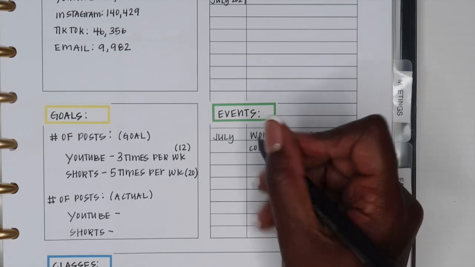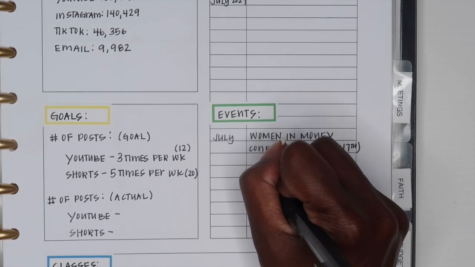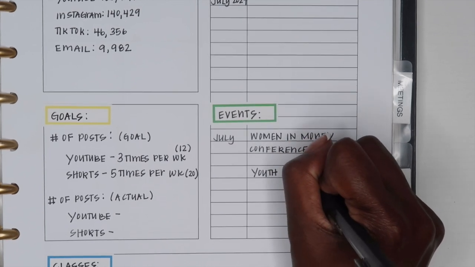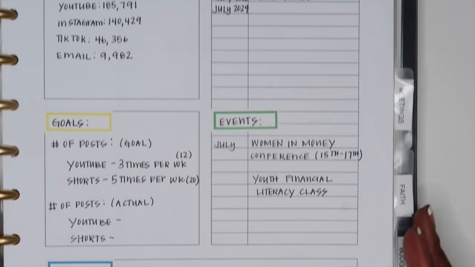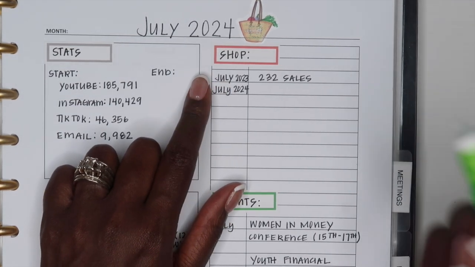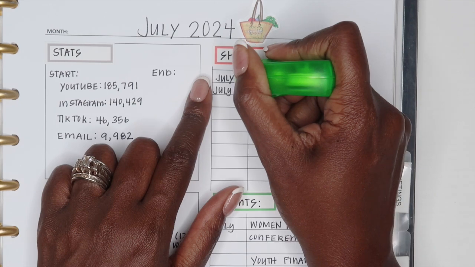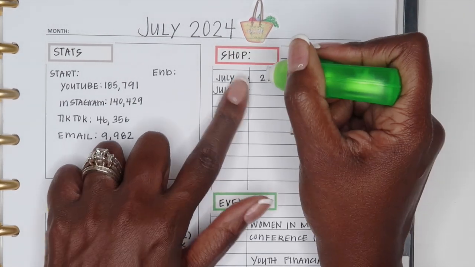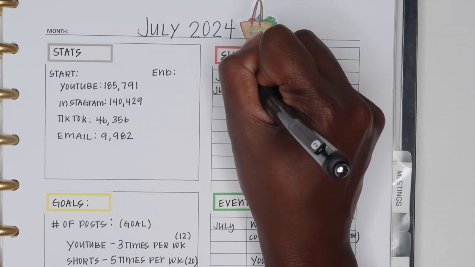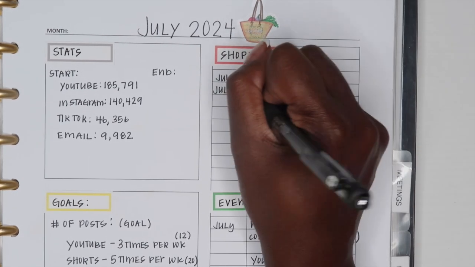And then I am also teaching a youth financial literacy class this month. And so I'm gonna add that one as well. I feel like this is a little too close. I don't like it, just because I don't like how jumbled that looks. To me, it looks a little jumbled.